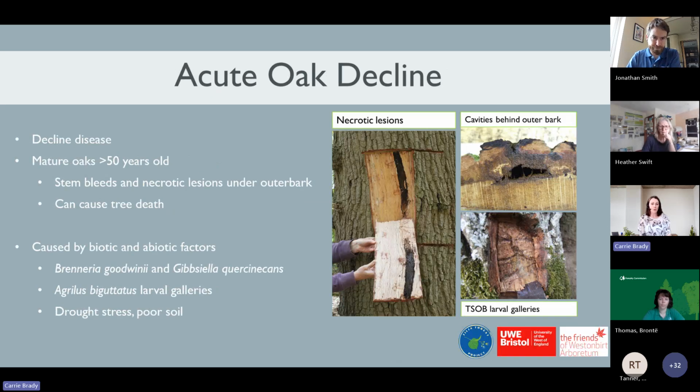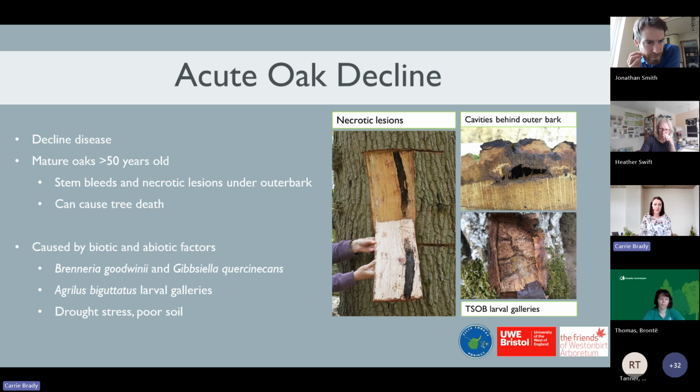So I'm just going to switch now to a different tree species, and I'm going to tell you just a little bit about acute oak decline, because as you'll see, this does link up to the Tilia project. So acute oak decline, or AOD, is a decline disease. It affects our native oak species, and this is usually on mature trees greater than 50 years old.